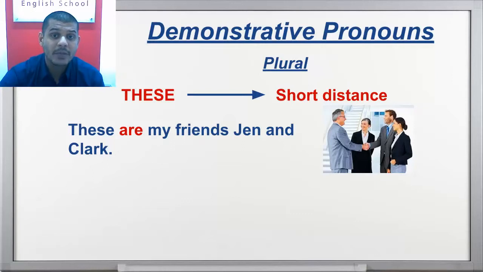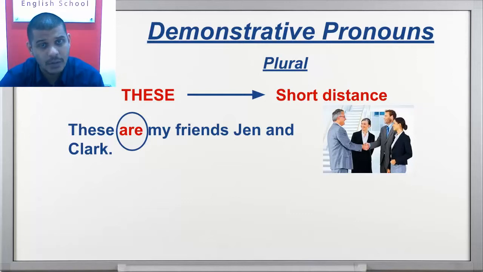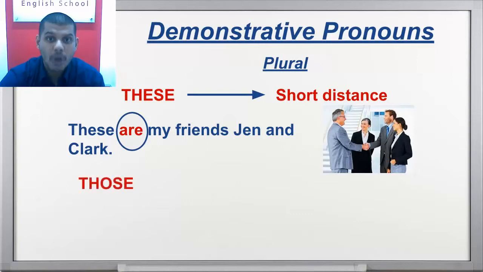And remember, when I use these, I'm indicating plural, so it's necessary that I use are, okay? These are, all right? Different from this is. This is indicates the singular. These are indicates the plural. Now, how about long distance in the plural? For long distances in the plural, we use those, right?